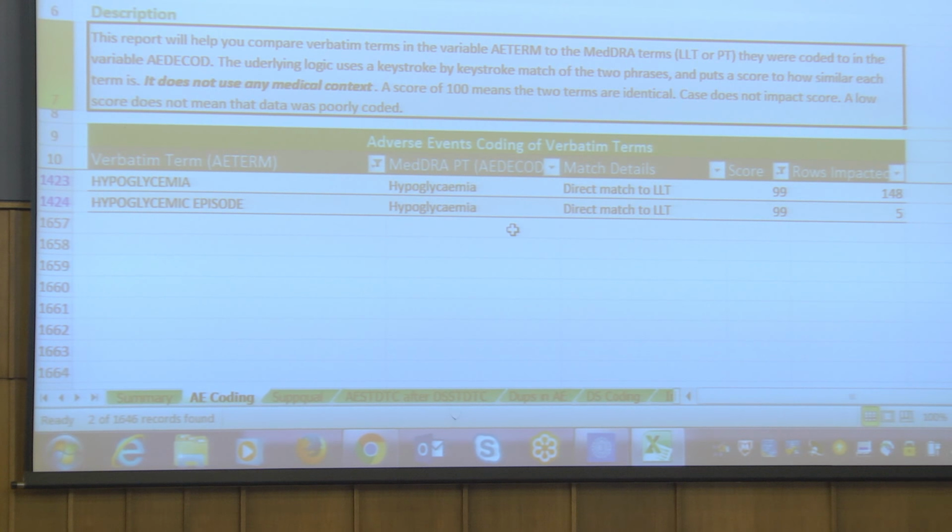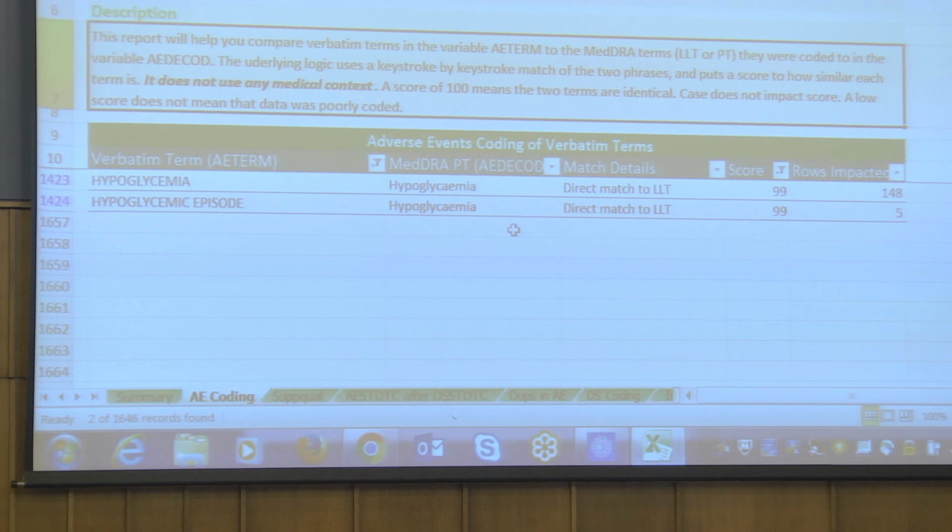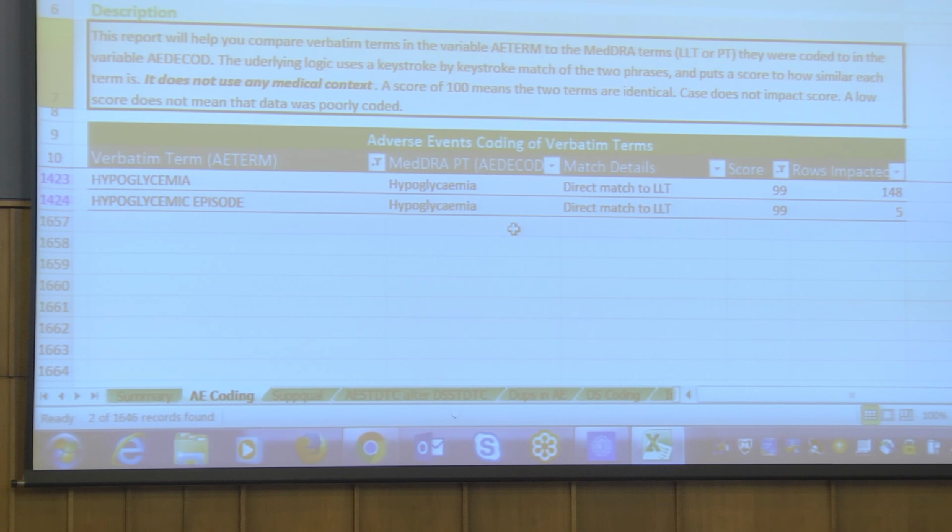So the algorithm did determine that this was a direct match to a lower level term that went to the preferred term. So we didn't give those a 100, but they're pretty close. So I think as a reviewer, I would feel that this is very well coded data. Does anyone disagree or have any questions on that point?